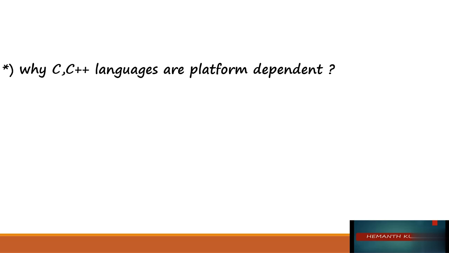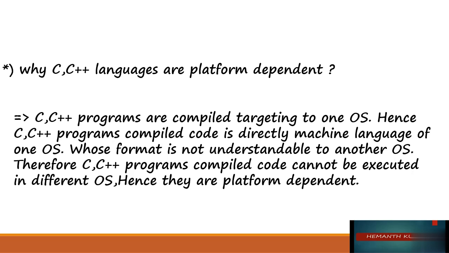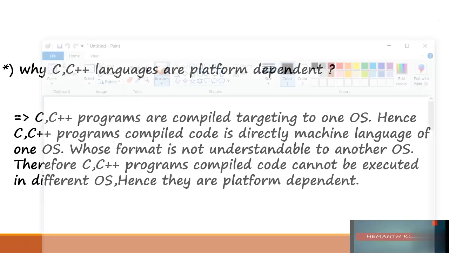Why are C and C++ languages platform dependent? C programs are compiled targeting one OS. Hence, a C program's compiled code is directly the machine language of one OS, whose format is not understandable to another OS. Therefore, a C program's compiled code cannot be executed in a different OS. Hence, they are platform dependent. We will see an explanation using a diagram of how C and C++ programs are compiled and executed.